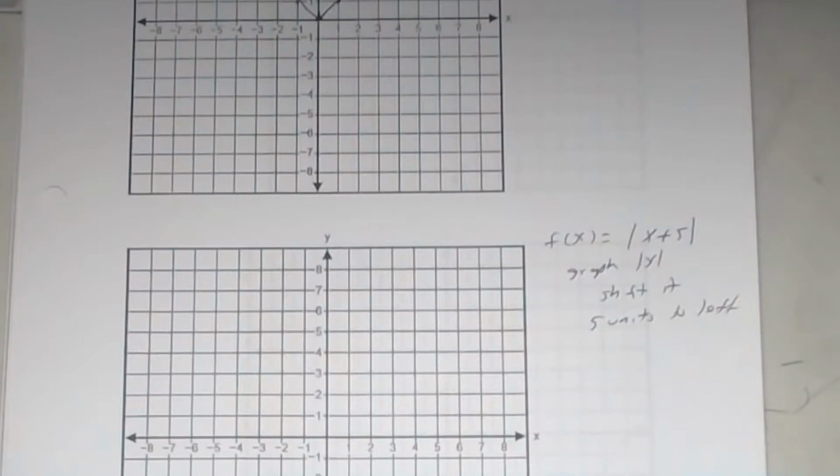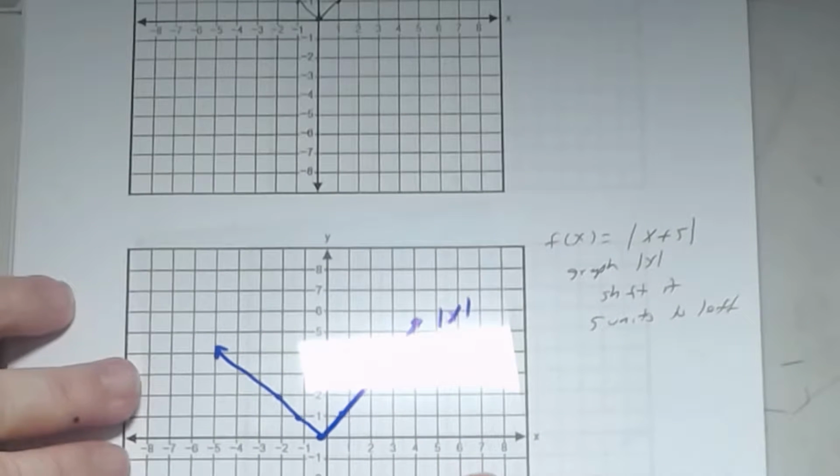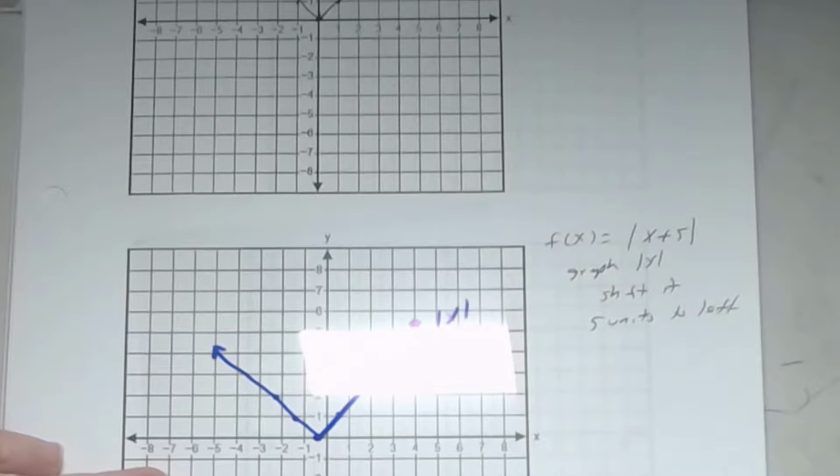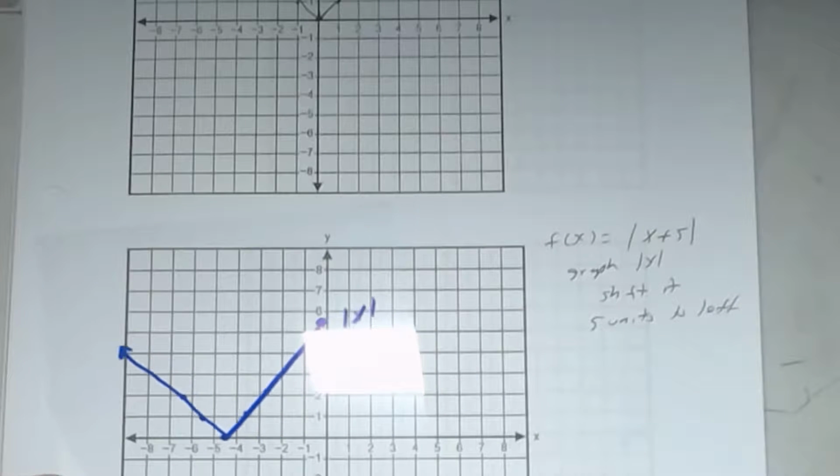Okay? So in other words, if I were to put this graph again, this is my parent function, right? How do I move it? 5 to the left. So when I finally graph what I want to graph, this is what it's going to look like. So notice I'm going 5 units to the left. 1, 2, 3, 4, 5. This is where it eventually will be.